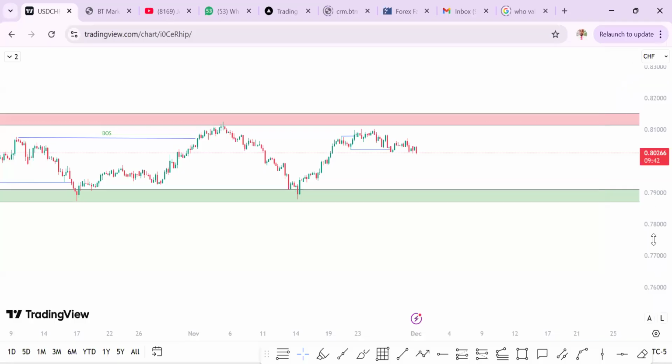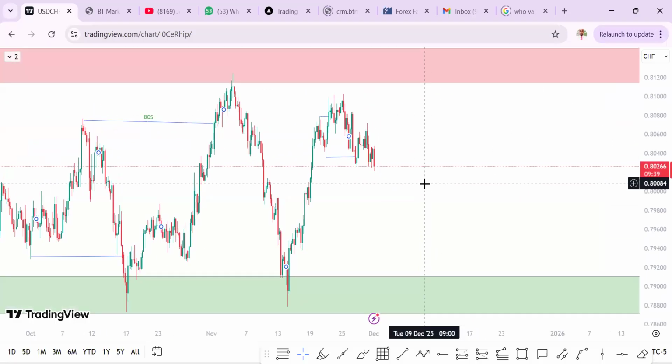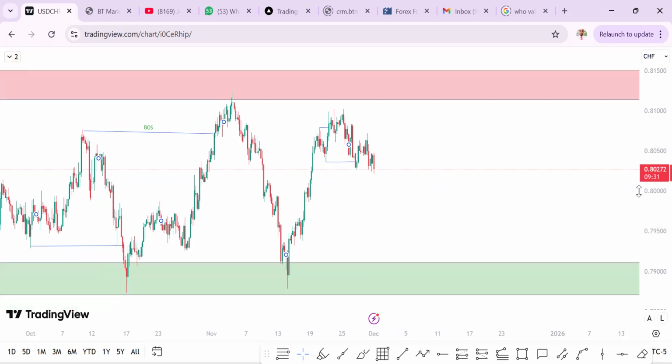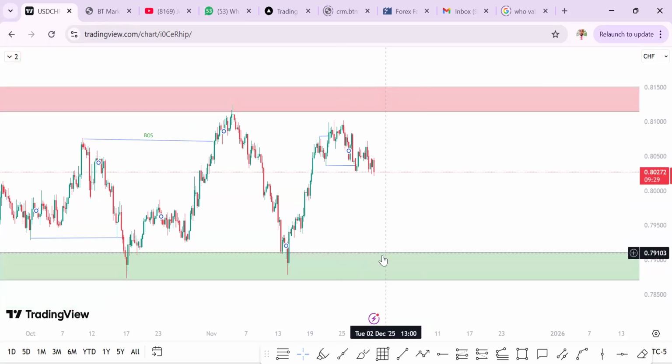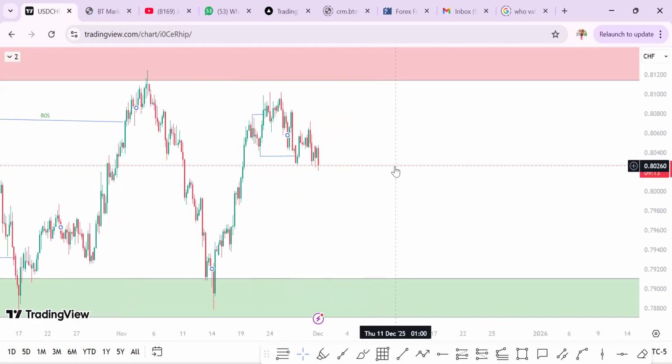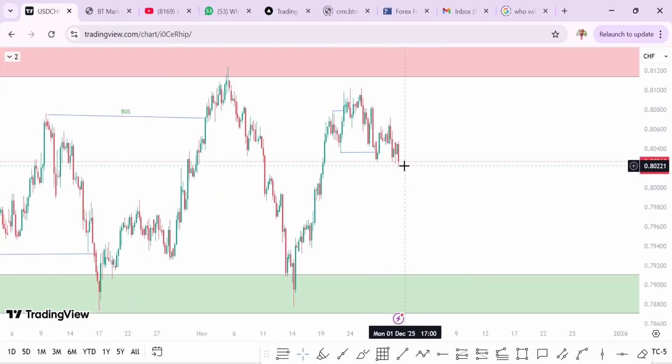So on 4 hours, I saw this change of character here. Then I put a sell limit which was activated. So I'm seeing this rolling down to this place. Should I jump in now? I'll say no. But with time, since we're already in a good position, let's watch what this one will do.